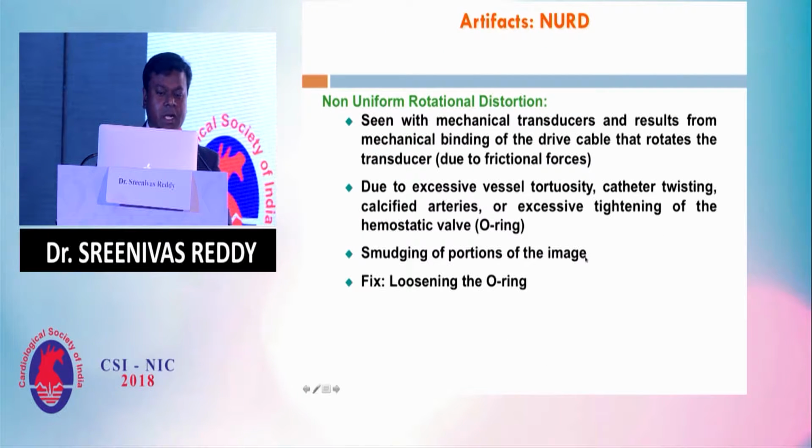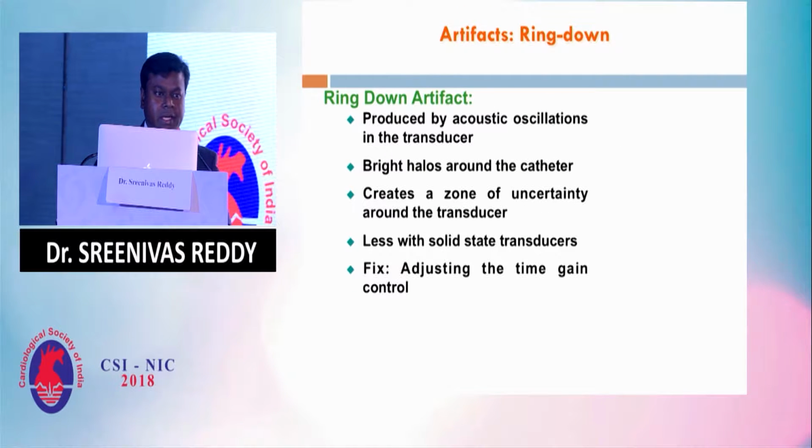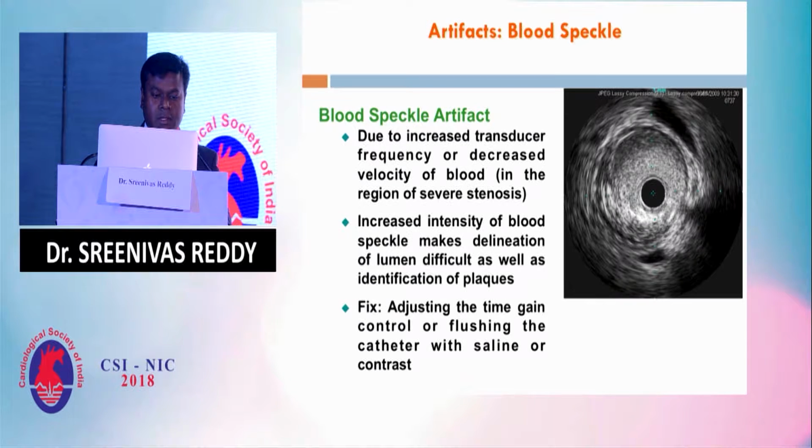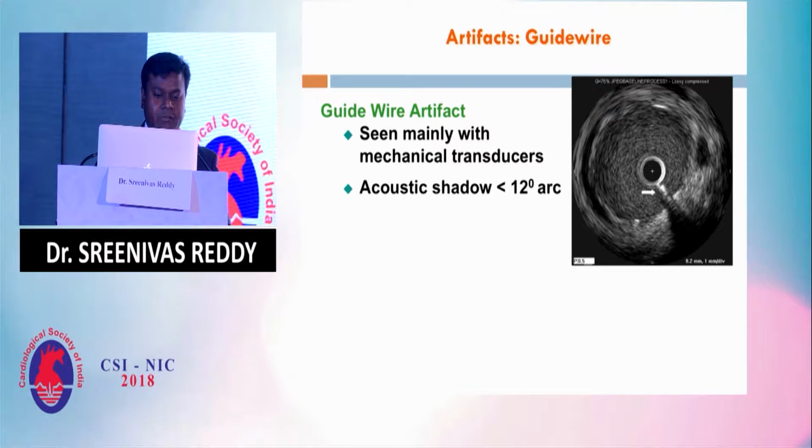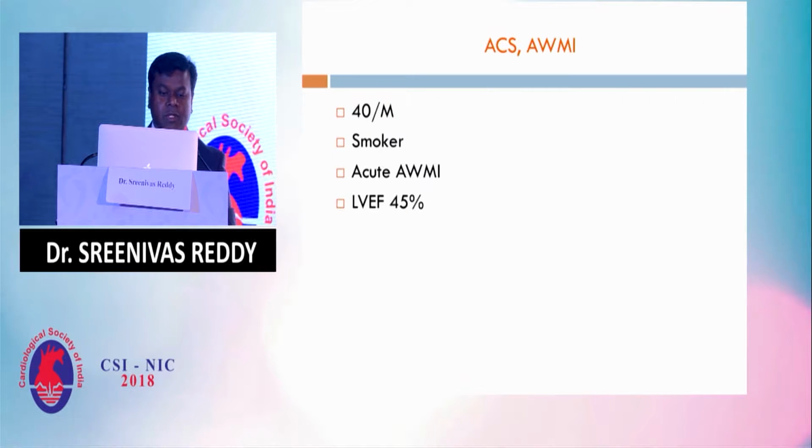So look at some of the artifacts. You should remember some non-uniform rotational distortion, ring down artifact, blood speckle artifacts, and the guide wire artifact. These are some of the artifacts which you should keep in mind while doing the IVUS. With this basics of IVUS imaging, we'll go to the case example.